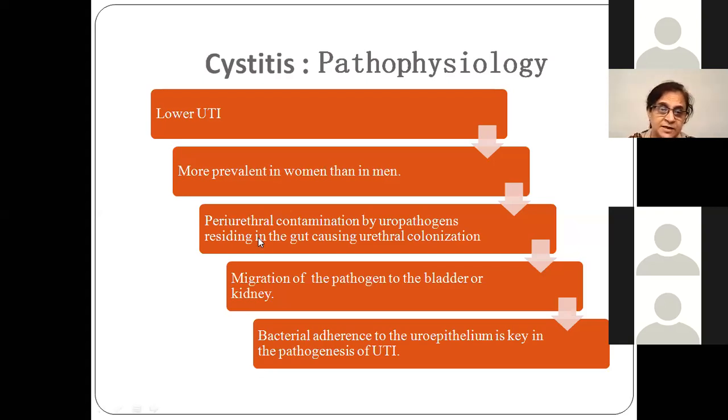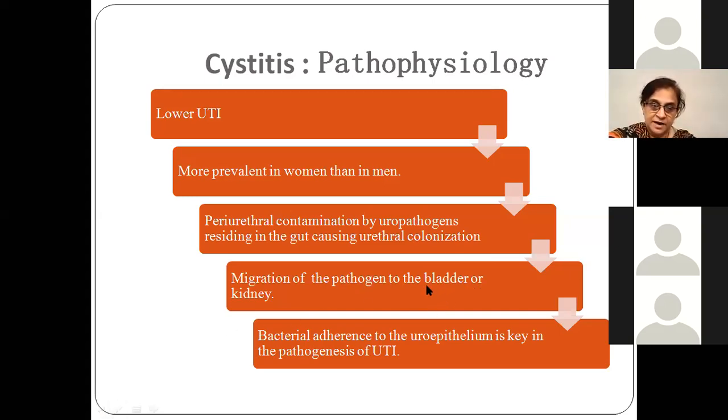So what happens is that there's periurethral flora. The perineum has a number of normal flora, and then there's contamination from the gut, which can further cause contamination of the periurethral region also. The perineal flora can lead to urethral colonization, and from the urethra these colonized organisms can migrate to the urinary bladder. From the bladder, they can go further upwards, cause ascending infection, and reach the kidneys where they cause pyelonephritis.